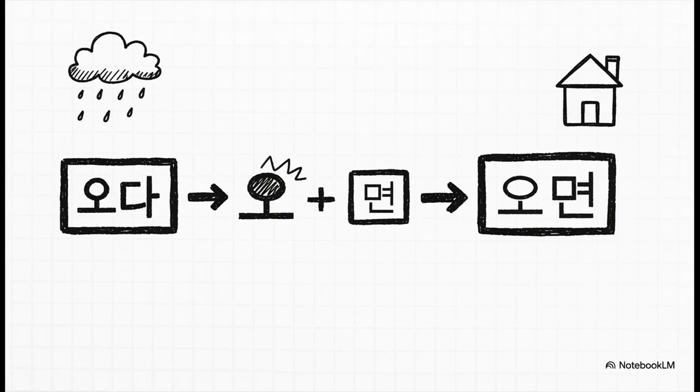So what does it mean? It means, if it rains, I'll stay home. The verb here is 오다, to come. The stem is just 오, which ends in a vowel, so we just add 면 to get 오면. If it rains. See how simple that is?